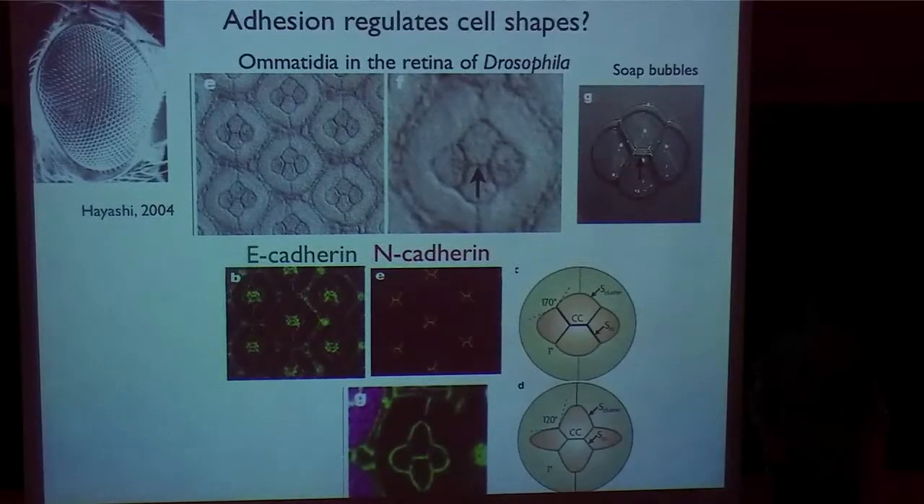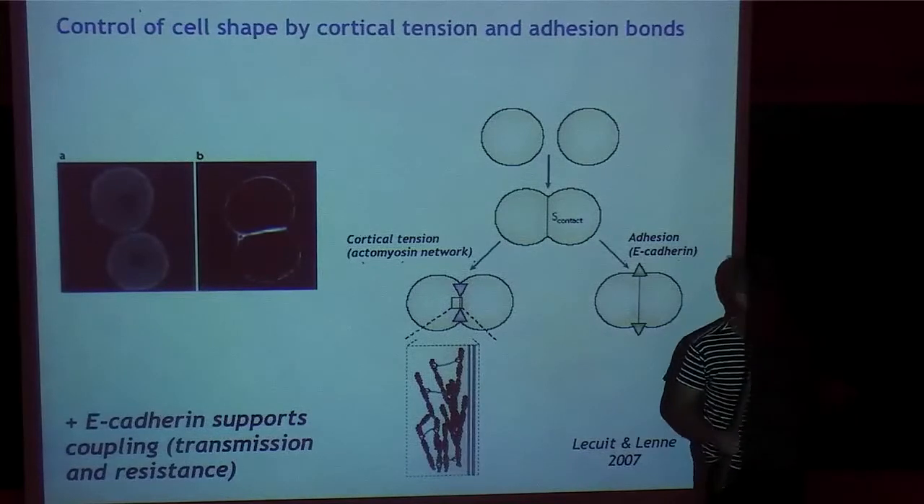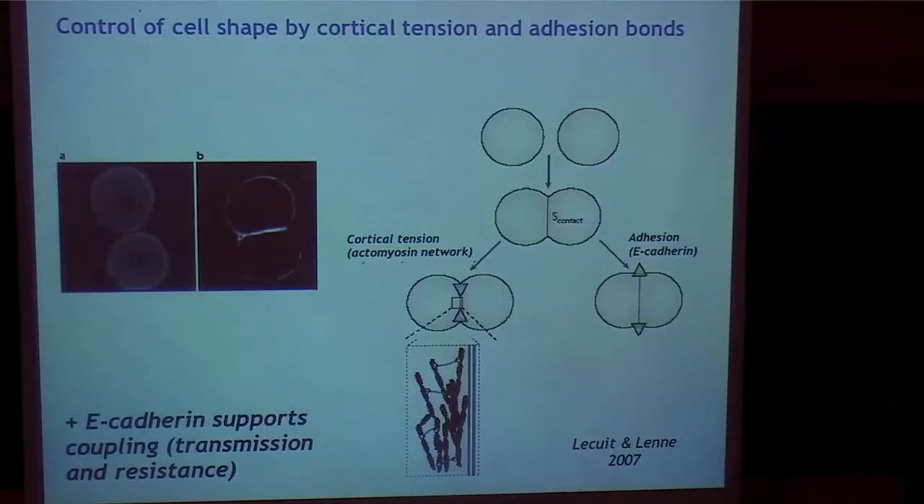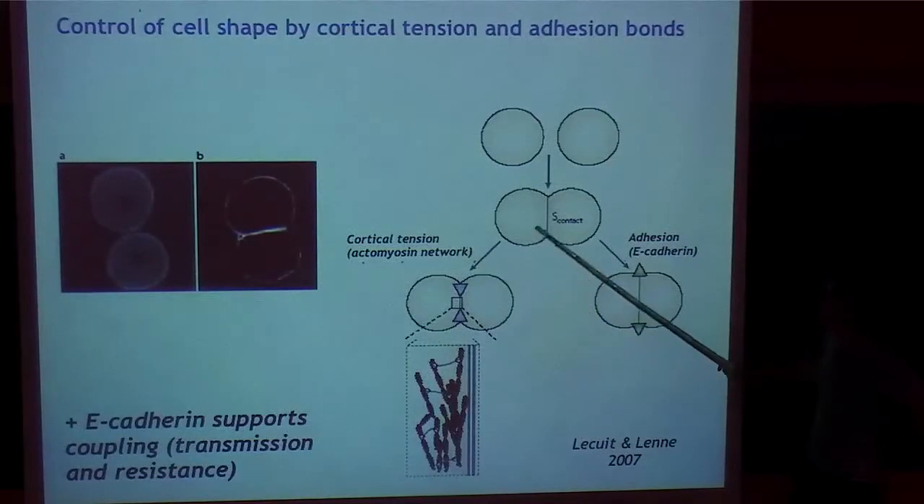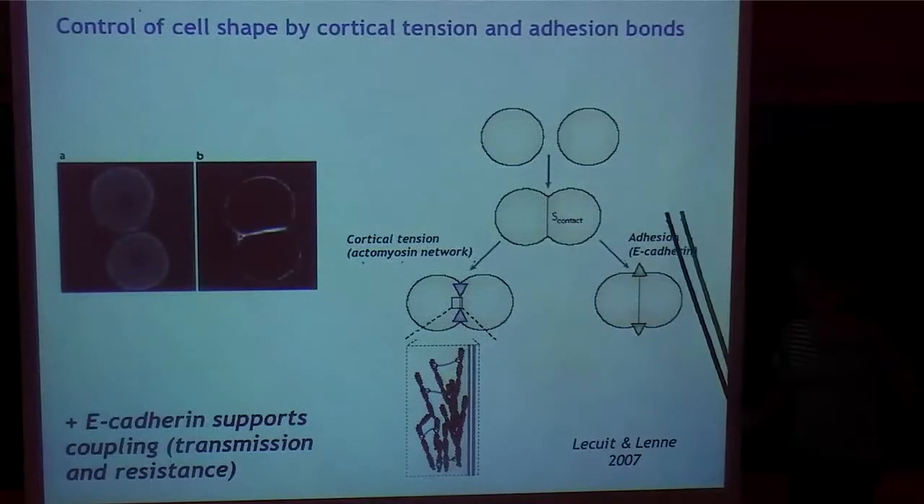So something is missing, and it has been recognized by different groups, our groups and others, that cortical tension is as well important to understand cell shape. So the extent of contact between cells is determined not only by adhesion, which tends to promote surface of contact between cells, so it promotes the extension of this contact, but the cortical tension as well is important and has an inverse effect. It tends to reduce the surface of contact between the cells.